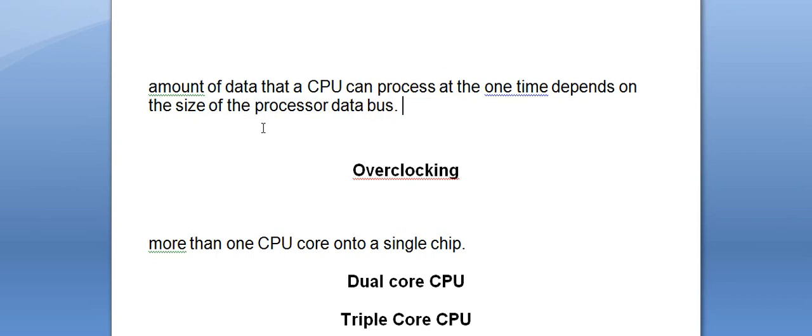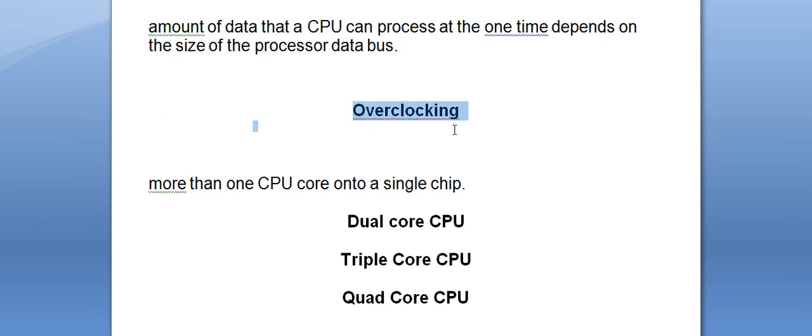Like I told you, the CPU runs programs. The programs and data get to the CPU through the data bus. The bigger the data bus, the more data a CPU can process at one time. The amount of data that a CPU can process at one time depends on the size of the processor data bus. So basically, the bigger the data bus, the better.